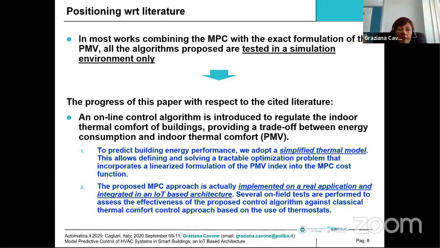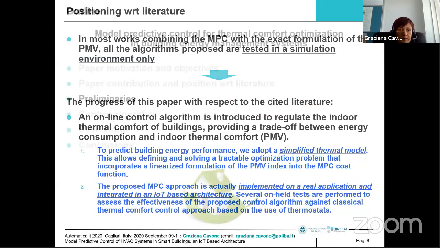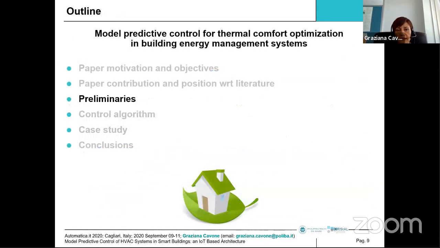So our work with respect to the literature looks at an advanced control algorithm that regulates the indoor thermal comfort of buildings and provides a trade-off between the energy consumption and indoor thermal comfort. To predict the building energy performance, we use a simplified thermal model, and we apply the model predictive approach in a real application by integrating it in an IoT-based architecture.